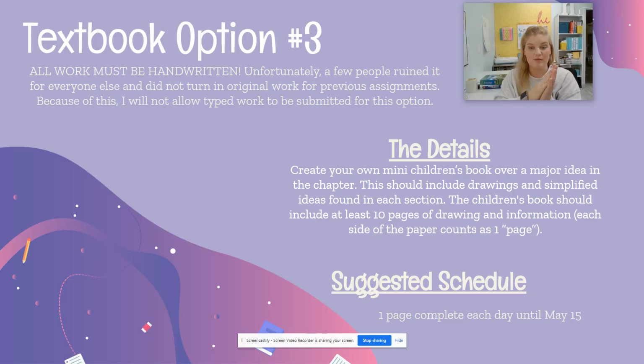You're going to make a children's book with 10 pages, and that's not 10 pages front and back. One front is a single page. And you need to cover a big topic from the chapter and kind of simplify it towards a children's book type thing within those 10 pages. So you would just need to complete 1 page each day until May.